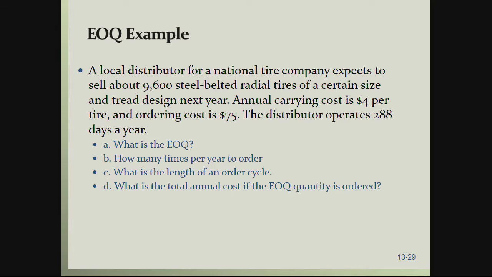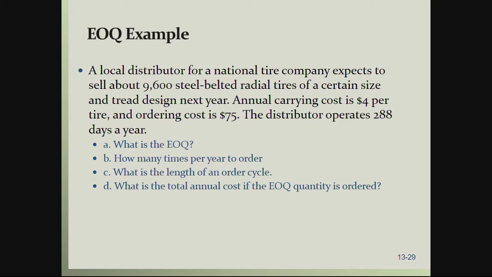So then you take 288, the number of actual operating days, divided by 16, the number of orders. That gives you 18 order cycles, exactly 18 days.